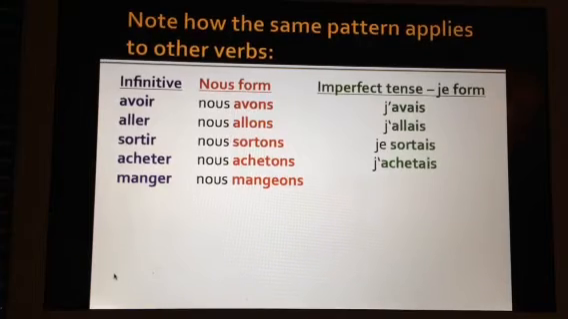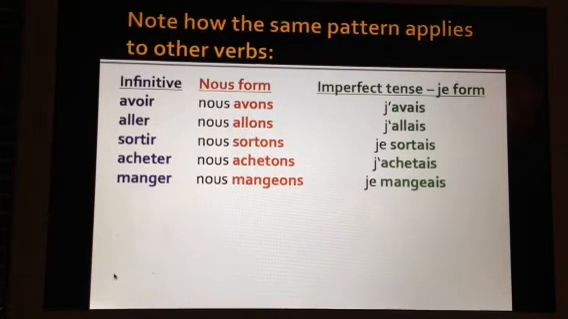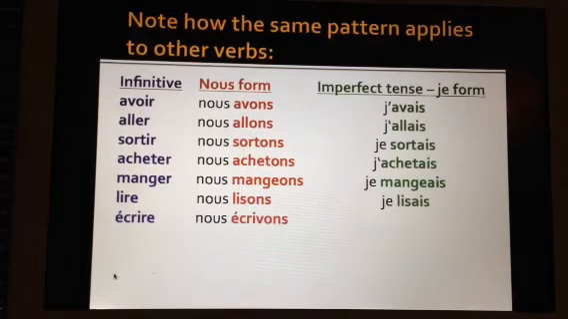Manger, nous mangeons. Remember you had that E in there for GER verbs. So je mangeais, I was eating or I used to eat. Lire, to read. Nous lisons. So je lisais, I was reading or I used to read. Écrire, nous écrivons. Take off the ONS. J'écrivais, I was writing or I used to write.